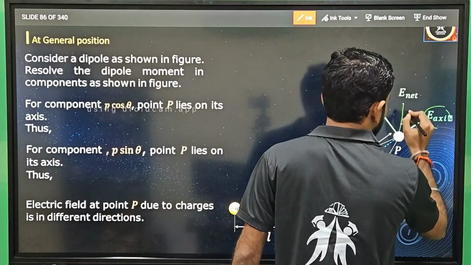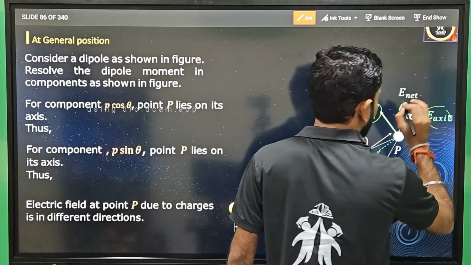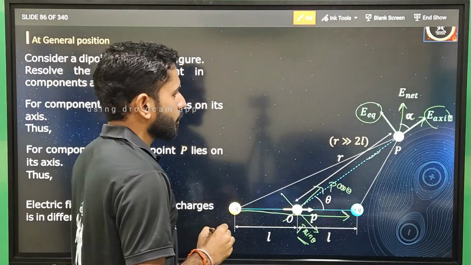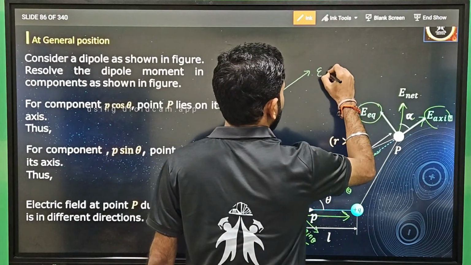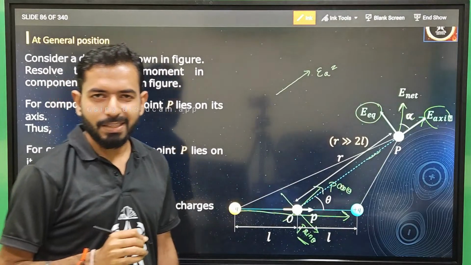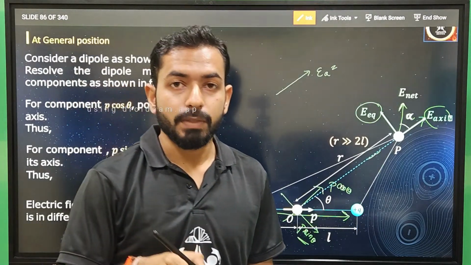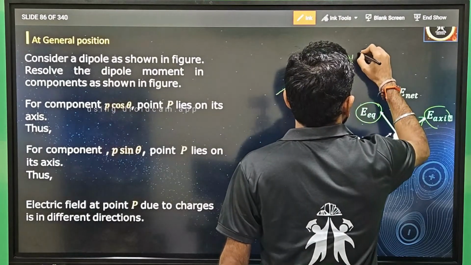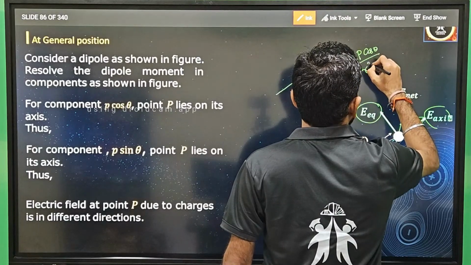Let's suppose this is the direction for the net electric field at some angle alpha. Now I will write both the electric fields. I will write the electric field due to axial position. Tell me, what was the formula for the electric field due to axial position? The formula was 2kp divided by r cube. So what I will write here is 2kp cos theta divided by r cube.